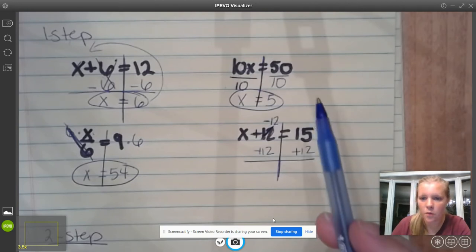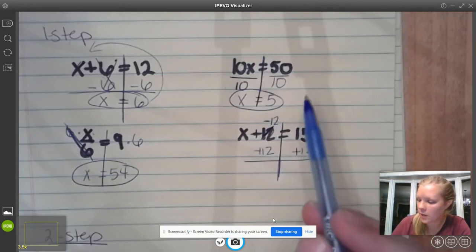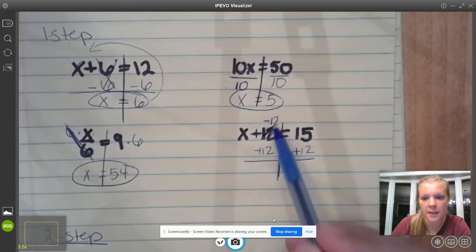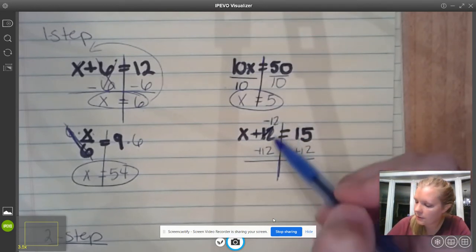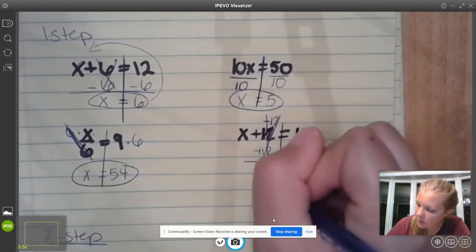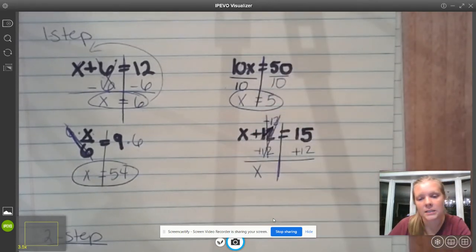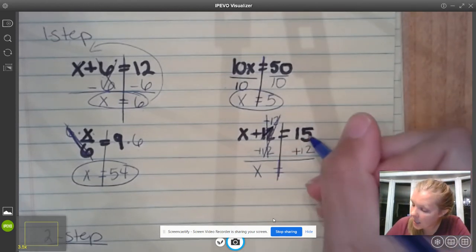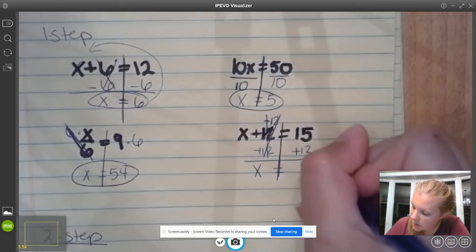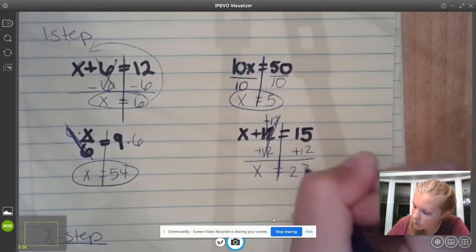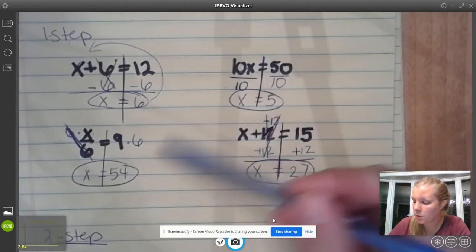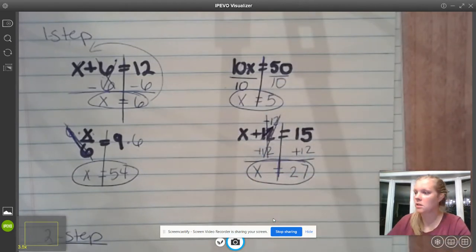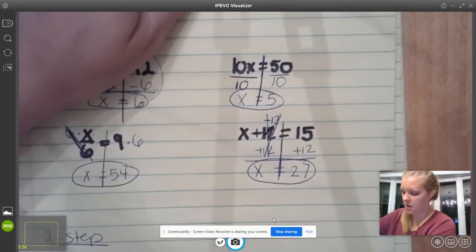What I was saying before, to finish solving this one-step equation, I had a negative 12. To make negative 12 go up to 0, I have to add 12 to both sides. Negative 12 plus 12 is 0, leaving me with that variable x by itself because x plus 0 is x. And on the other side, I add 12, 5 and 2 is 7, 1 and 1 is 2, so x equals 27. Notice all of these equations, we just had to do one thing to solve. That's why they're called one step.